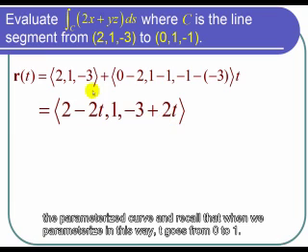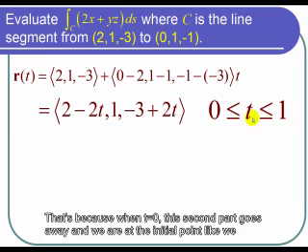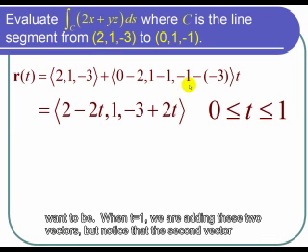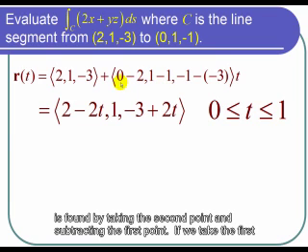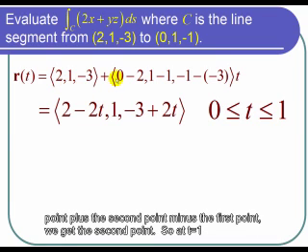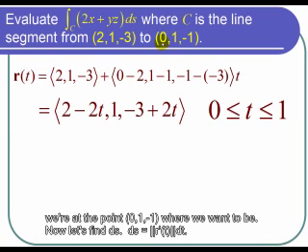And recall that when we parameterize in this way, t goes from 0 to 1. That's because when t equals 0, the second part goes away, and we're at the initial point like we want to be. And when t equals 1, we are adding these two vectors. But notice that the second vector is found by taking the second point and subtracting the first point. So if you take the first point plus the second point minus the first point, you get the second point. So at t equals 1, we're at the point (0, 1, -1), where we want to be.